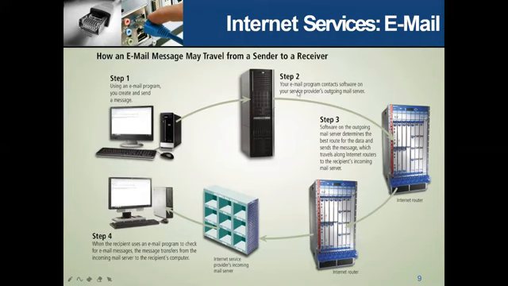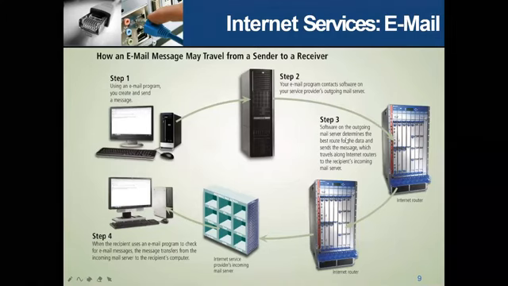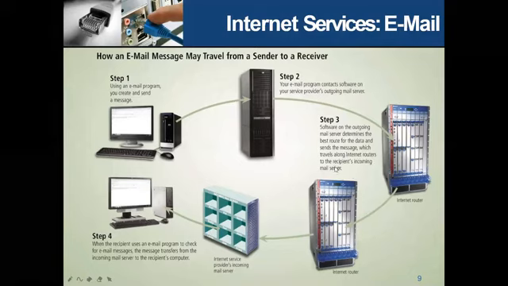Step number 2. Your email program contacts software on your service provider. Who is your service provider? Like the internet service which you are using. Now it goes to the outgoing mail server. This is the internet router. Step 3. Software on the outgoing mail server determines the best route for the data and sends the message, which travels along the internet router to the recipient's incoming mail server.